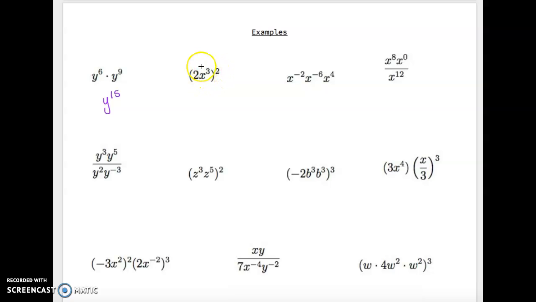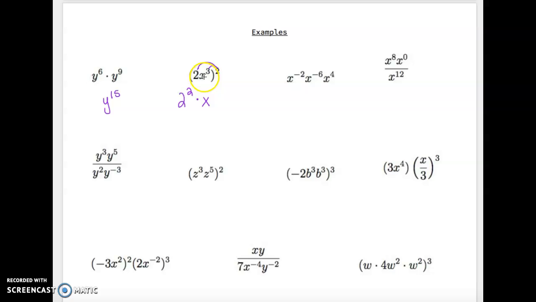For this one, it looks like I have an expression to a power. So I first ask myself, am I allowed to distribute that exponent? Absolutely. I don't have addition or subtraction going on. So when I distribute the exponent, it stays an exponent. So I get 2 squared times x.